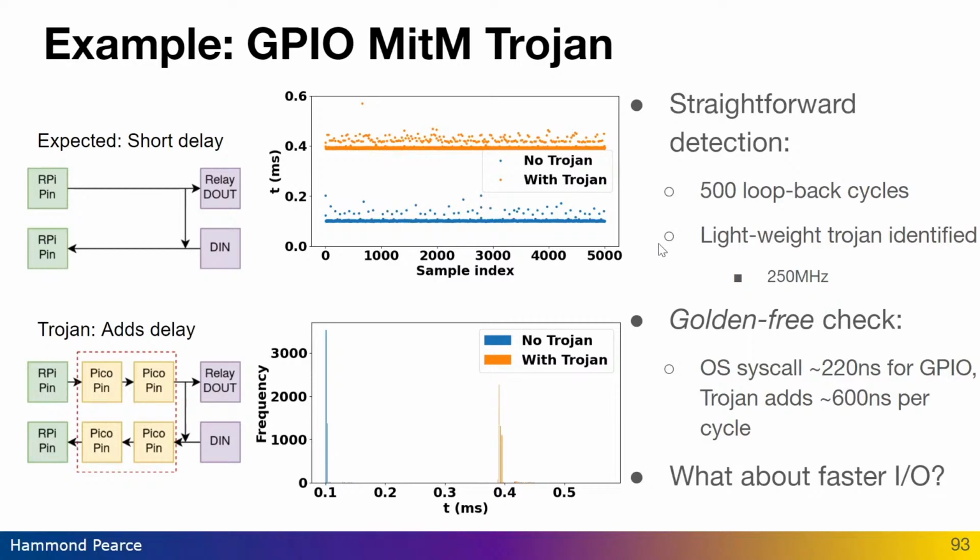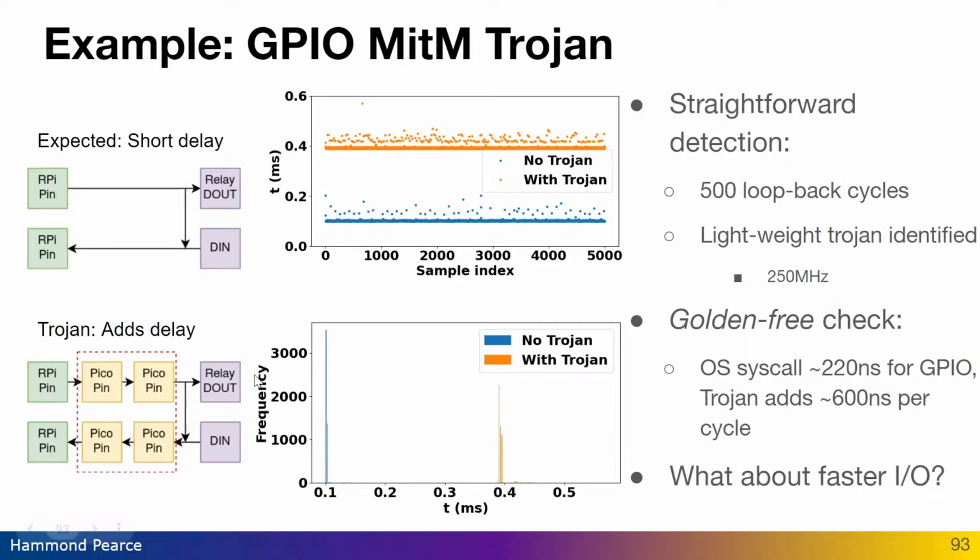And then for the golden free check, where you go, could we have simulated this? Well, actually, in the data sheet for the Raspberry Pi, it tells you how long the input-output cycle should take. And as it turns out, that was roughly about how long we observed that it should take. But the Trojan one took way longer. So you would have been able to tell this just by reading the data sheet for the particular circuit.